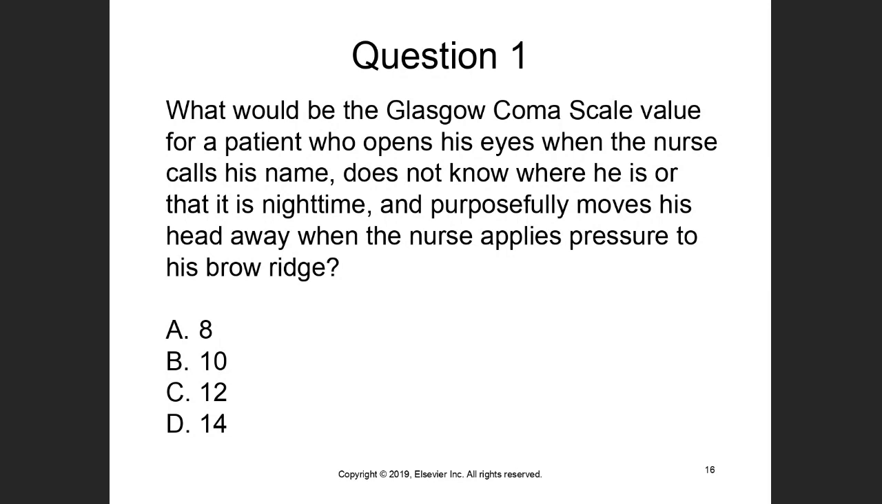In order to know the answer, it is more complicated, because you have to know the whole Glasgow Coma Scale, and that goes by number. We have the eyes, the verbal, the motor movement, but in this case the answer is C, 12. This patient is 12, which is moderate.